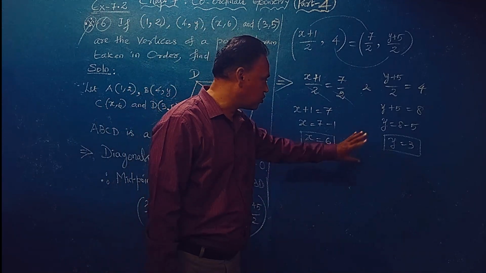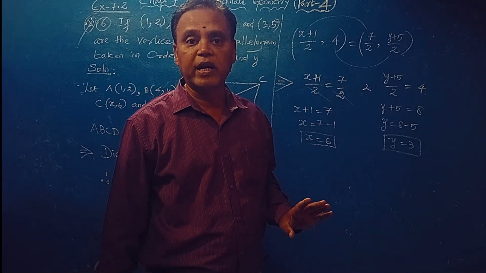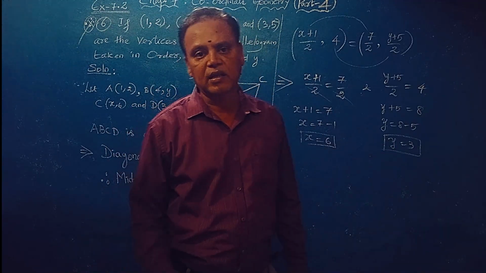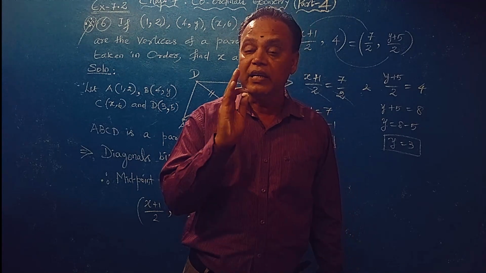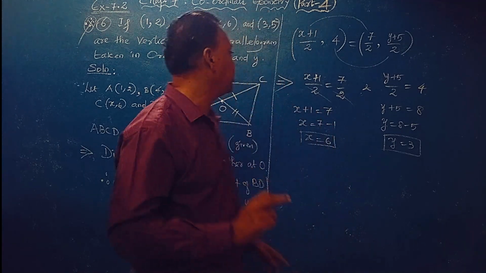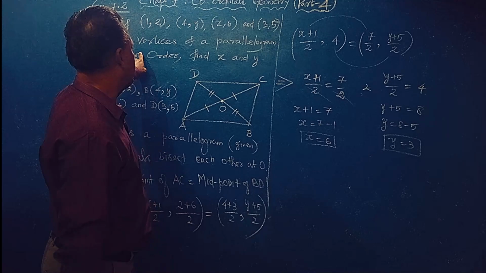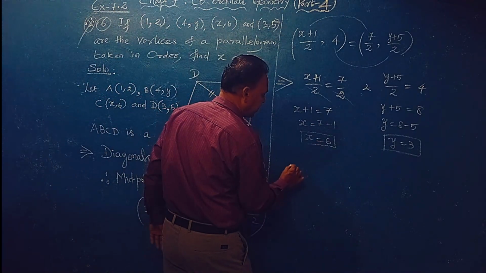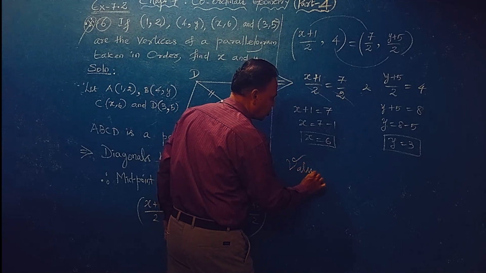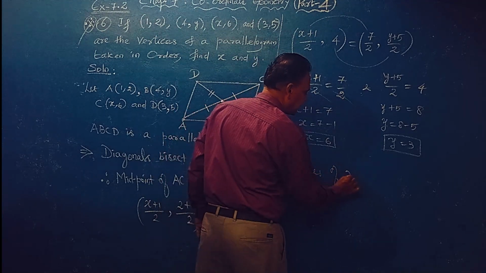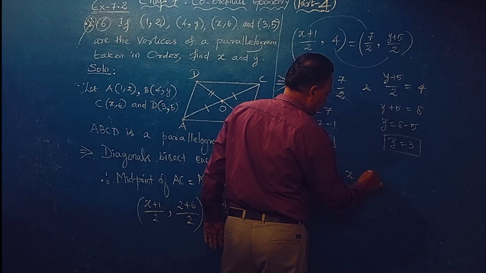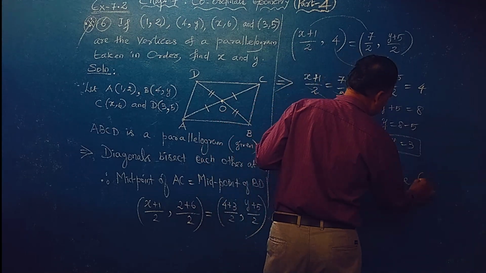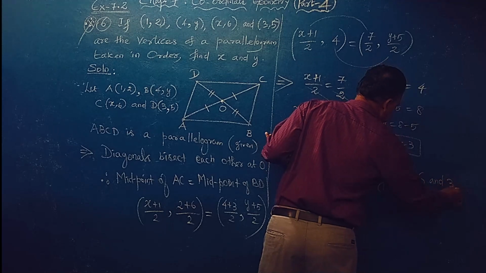Therefore, you read the question properly. Here, many students are doing something wrong. What will they write as the final answer? Therefore, the required point is 6, 3, they will write. That is not the answer. Here you read the problem. What is asked? Find the values of x and y. Therefore, you can write the final answer like this: values of x and y are 6 and 3.